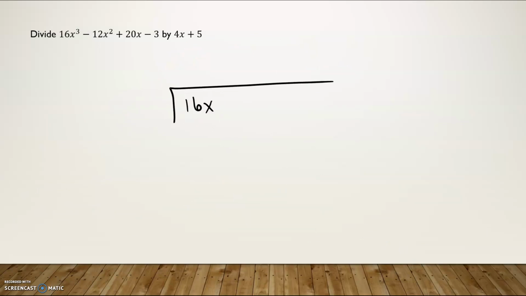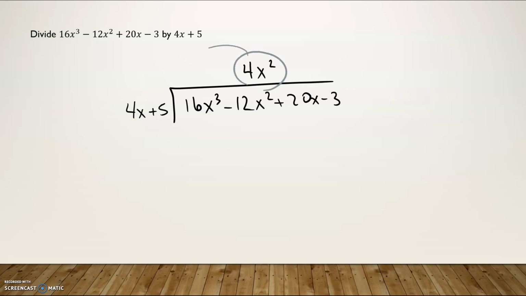So we have 16x cubed minus 12x squared plus 20x minus 3, divided by 4x plus 5. Okay, get these two exactly the same, so I can multiply that times 4, and I'm missing two x values, so 4x squared. Okay, I'm going to take 4x squared times 5, and that will give me 20x squared. And then multiply it times that 4x, and that should give me 16x cubed.